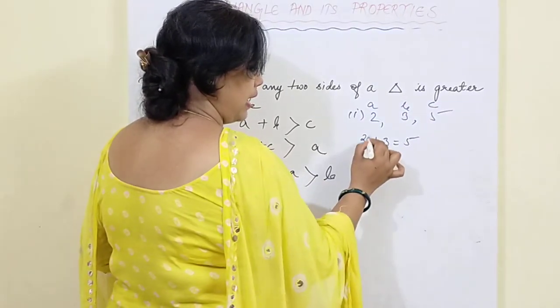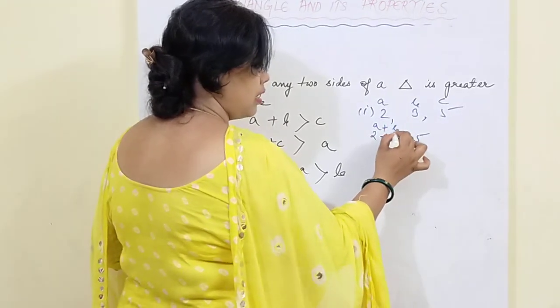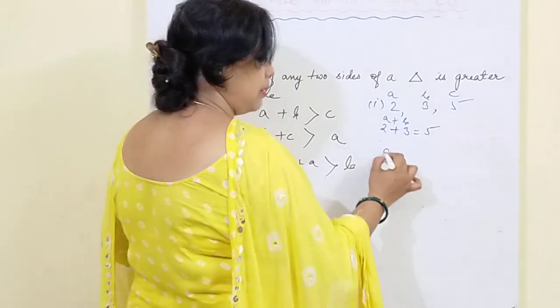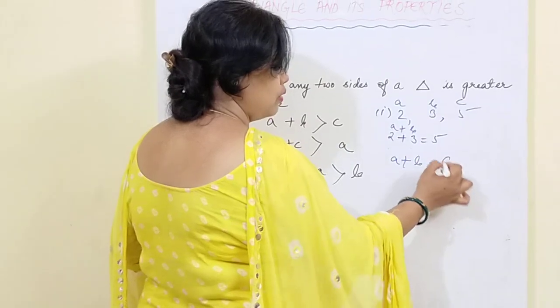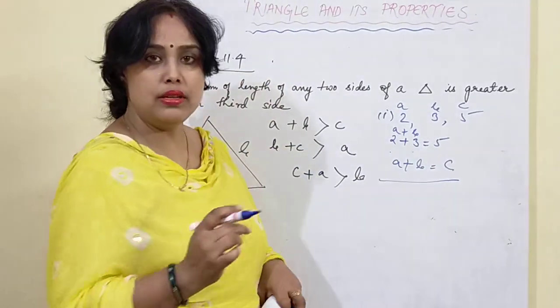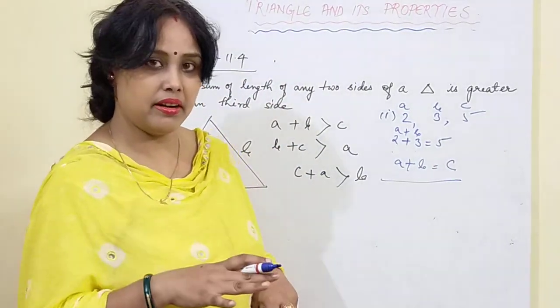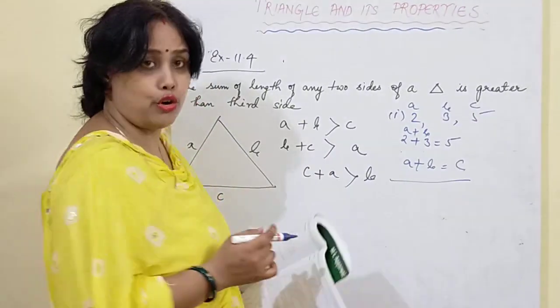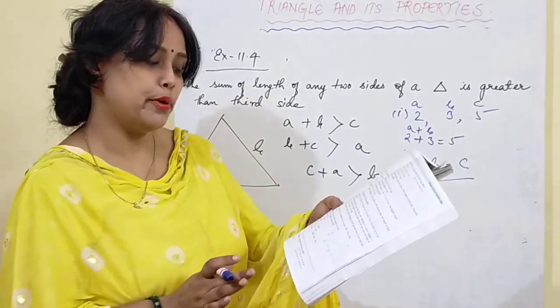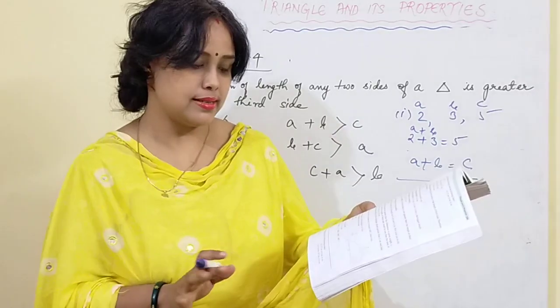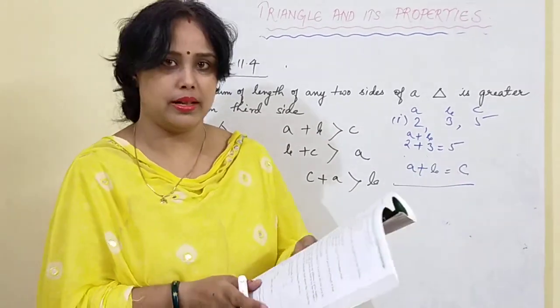So A plus B, 2 plus 3, is 5. A plus B is equal to C. But the rule says that A plus B should be greater than C. So this is not possible. It means it is not possible to have a triangle with the following sides. Similarly, 2, 3, 4 you can solve.